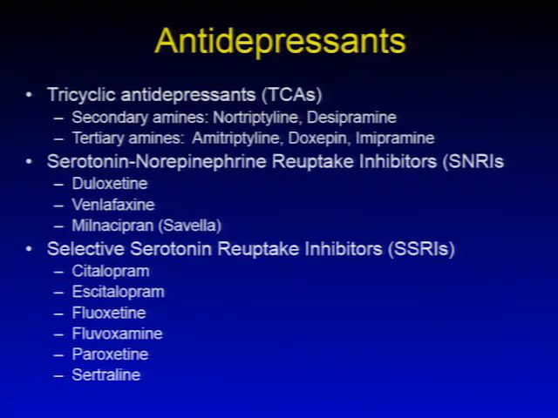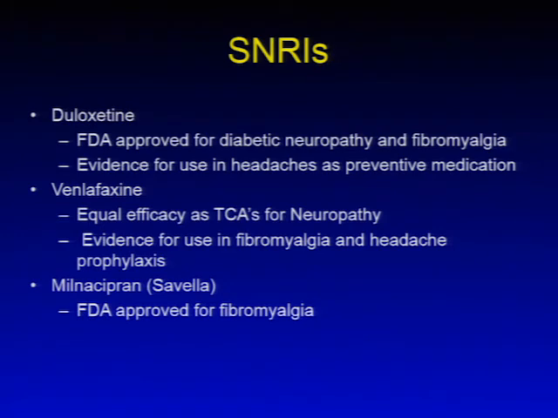Treatment of chronic pain and chronic pain syndromes frequently involves the use of antidepressants such as TCAs, SNRIs, and SSRIs, all of which are listed there for your reference. SNRIs include duloxetine, venlafaxine, and milnacipran. These types of medications are often used for diabetic neuropathy and fibromyalgia.